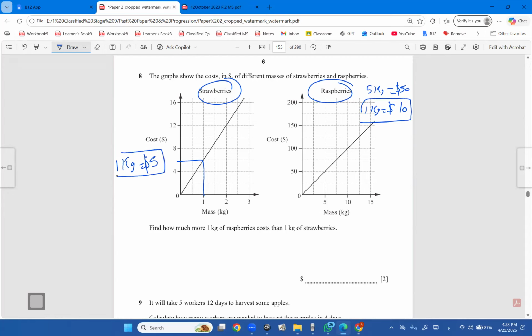It will take 5 workers. So the number of workers and number of days. 5 workers take 12 days to harvest some apples. Calculate how many workers are needed to harvest these apples in 4 days. So I want 4. What happened over here? We divided by 3. But I must think about this first.